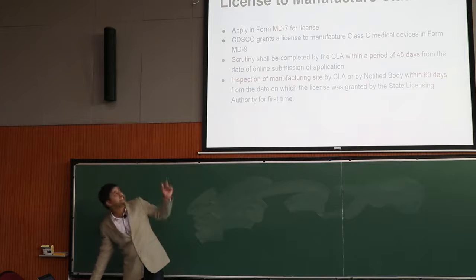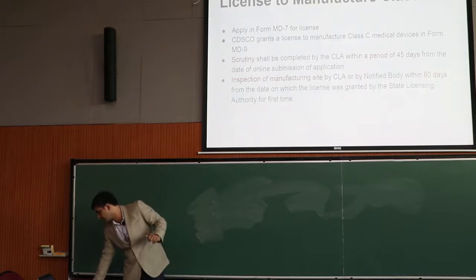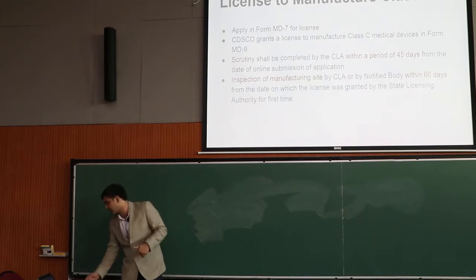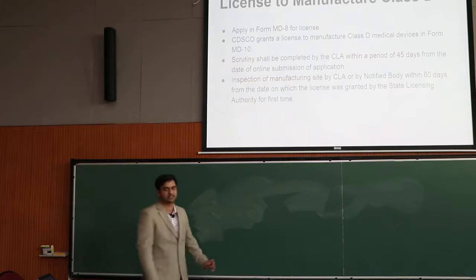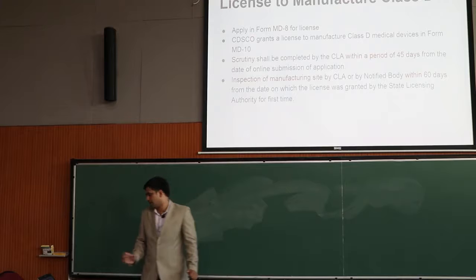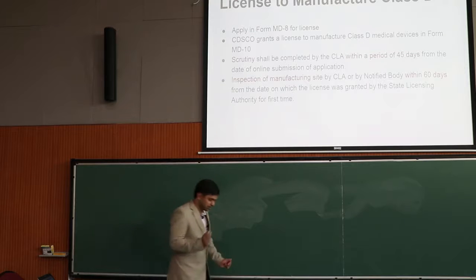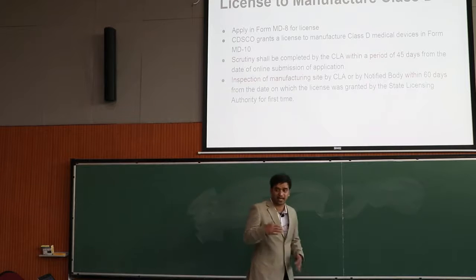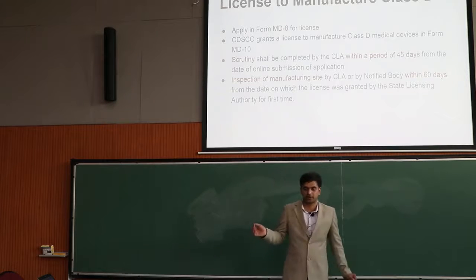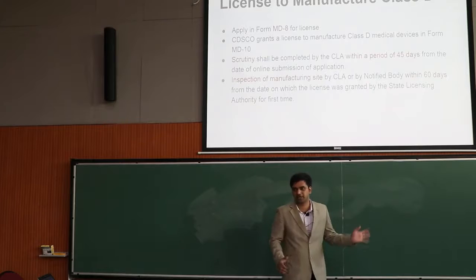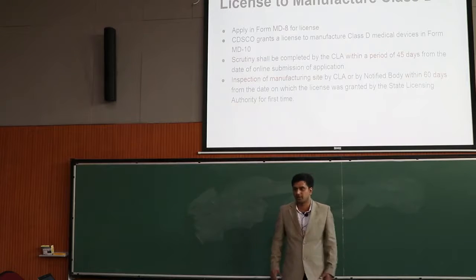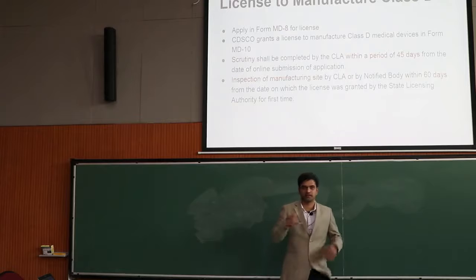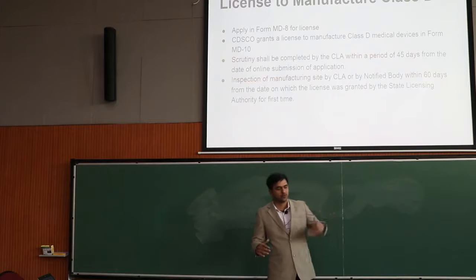For class C it is MD7. That is the form that you will have to apply with to get a class C product manufacturing license. And you will have to pay, for clinical investigation, 1 lakh, for doing any kind of investigation like a randomized control trial or pivotal studies. So it is starting with 1 lakh that you will have to pay.